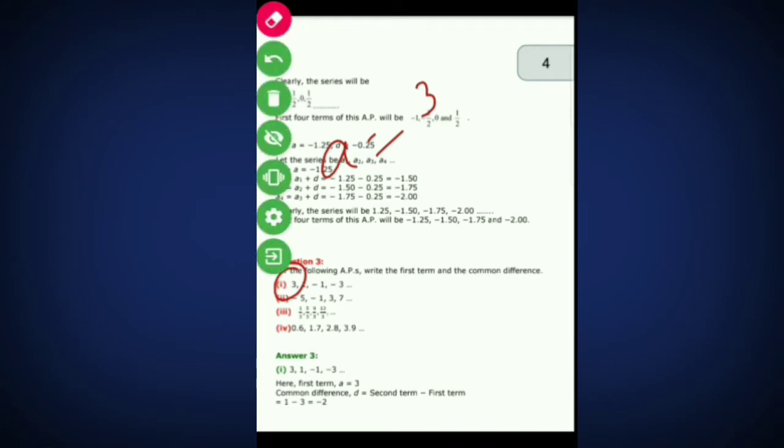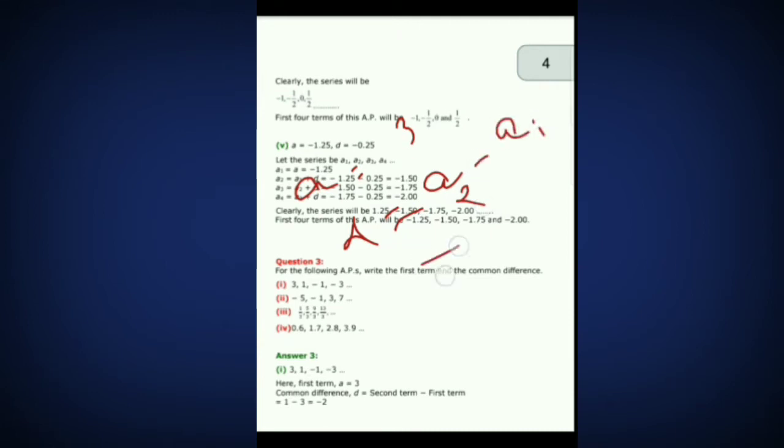How will you find out the common difference? D is equal to what? Second term minus first term. Okay. What is the second term now, students? Tell me. Okay, tell me what is the first term. First, you tell me, sir, 3. What is the common difference? Second term minus first term.